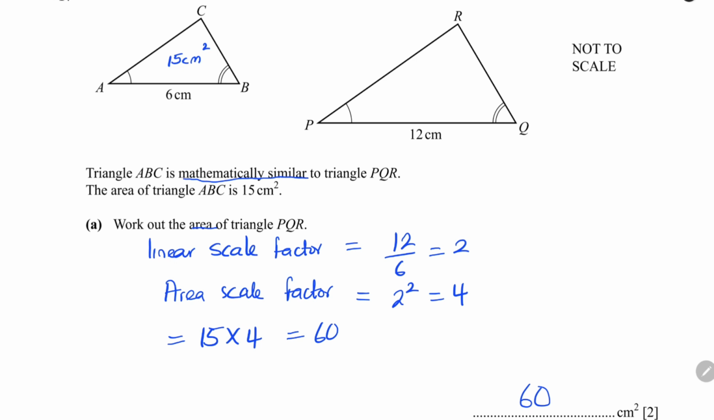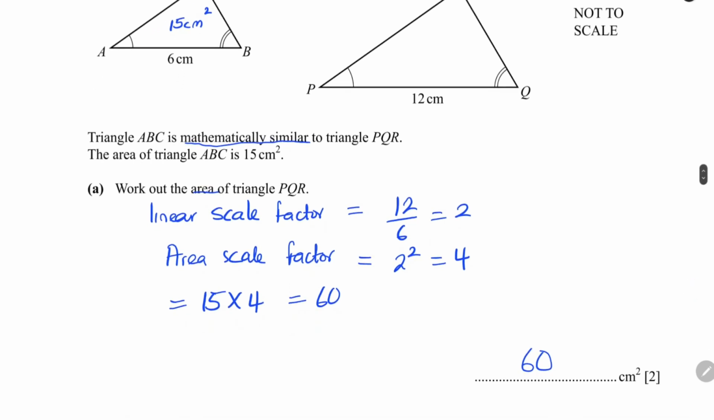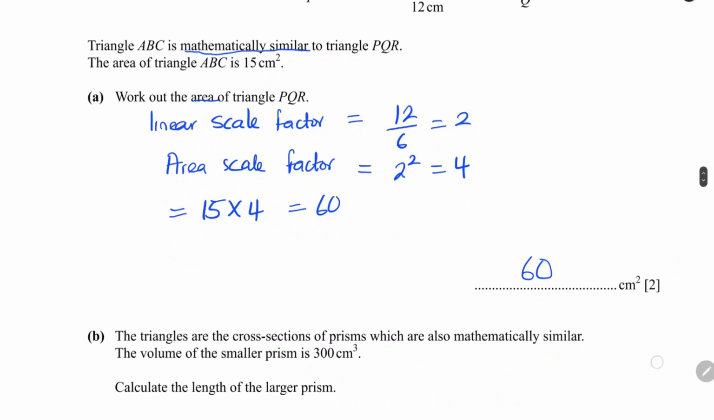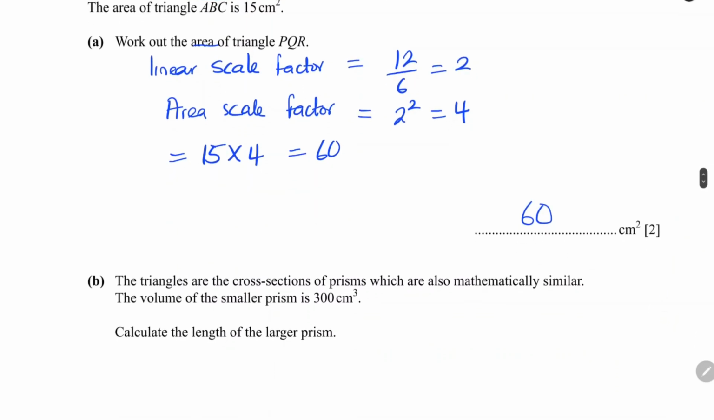Please don't try to be finding the height of the triangle and so on. What is being tested here is your knowledge of similar shapes. And it is stated here that triangle ABC is mathematically similar to triangle PQR. Please bear that in mind. We're not done with this question yet.